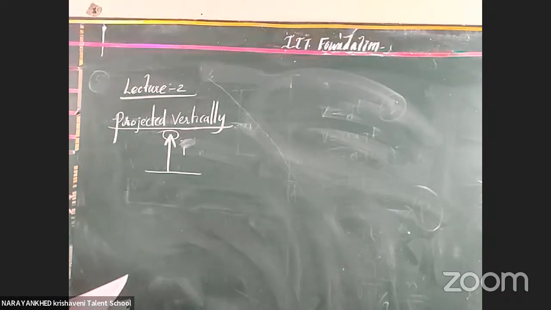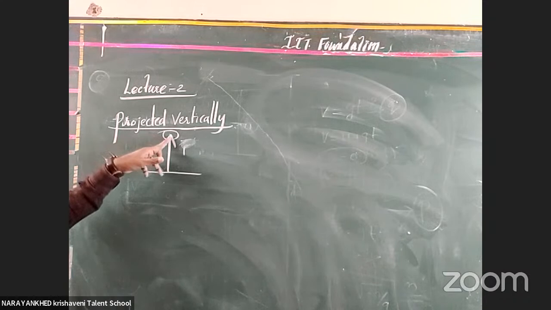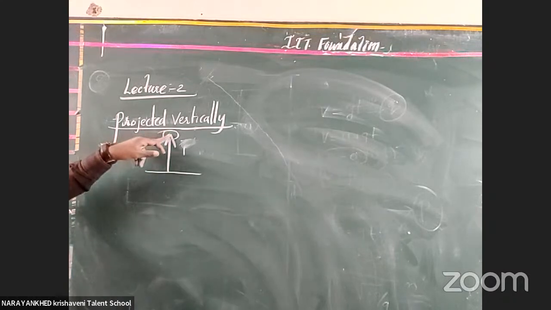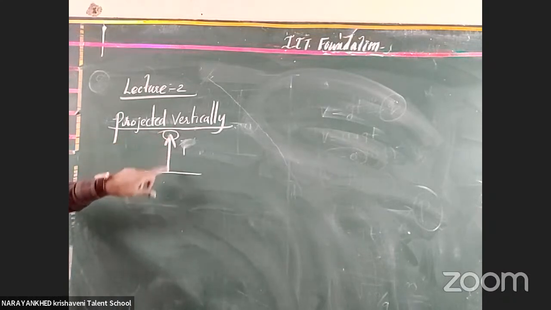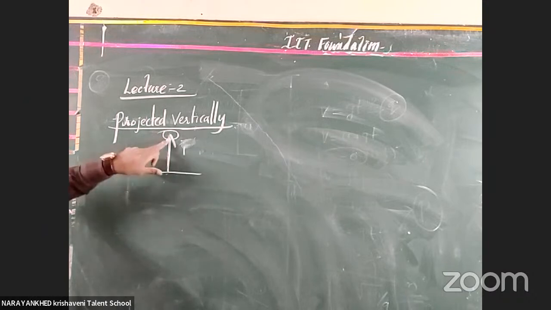But in this case, the final velocity becomes 0. Clear, all the students? The final velocity becomes 0 when it reaches the maximum height. The velocity never becomes 0 anywhere else along this traveling path.